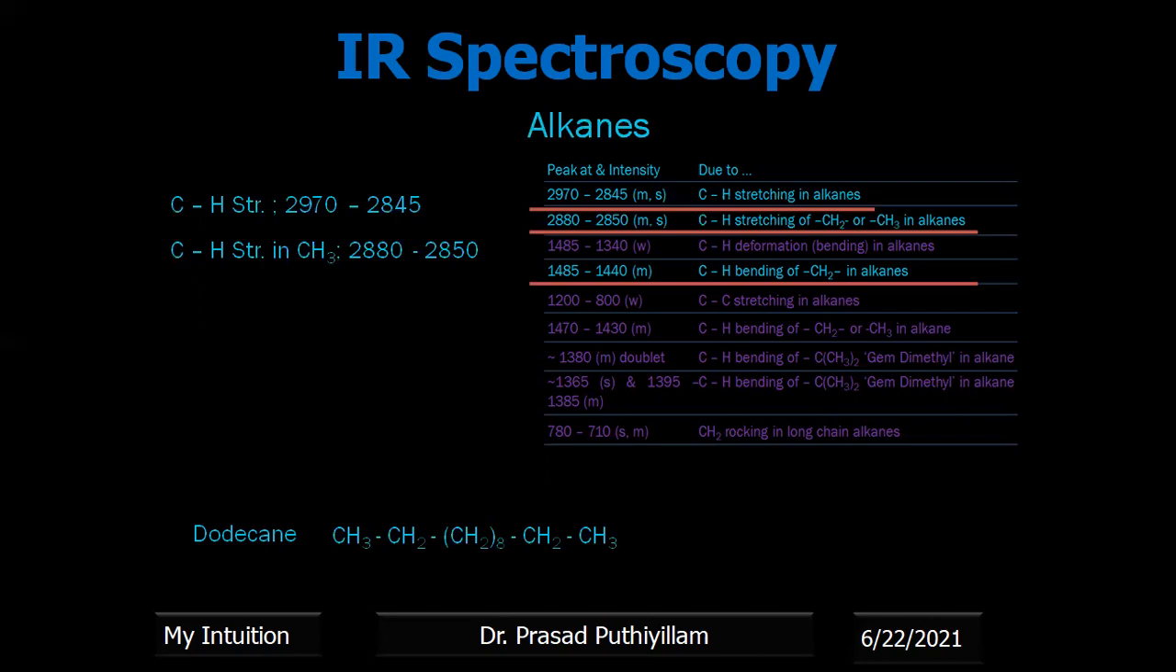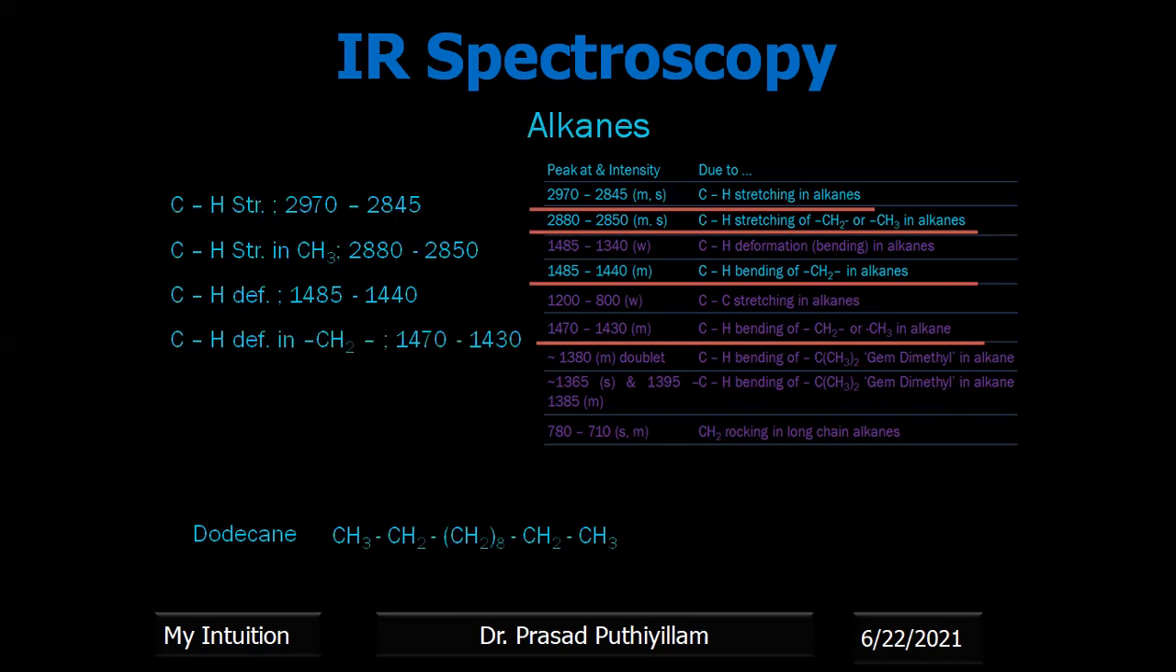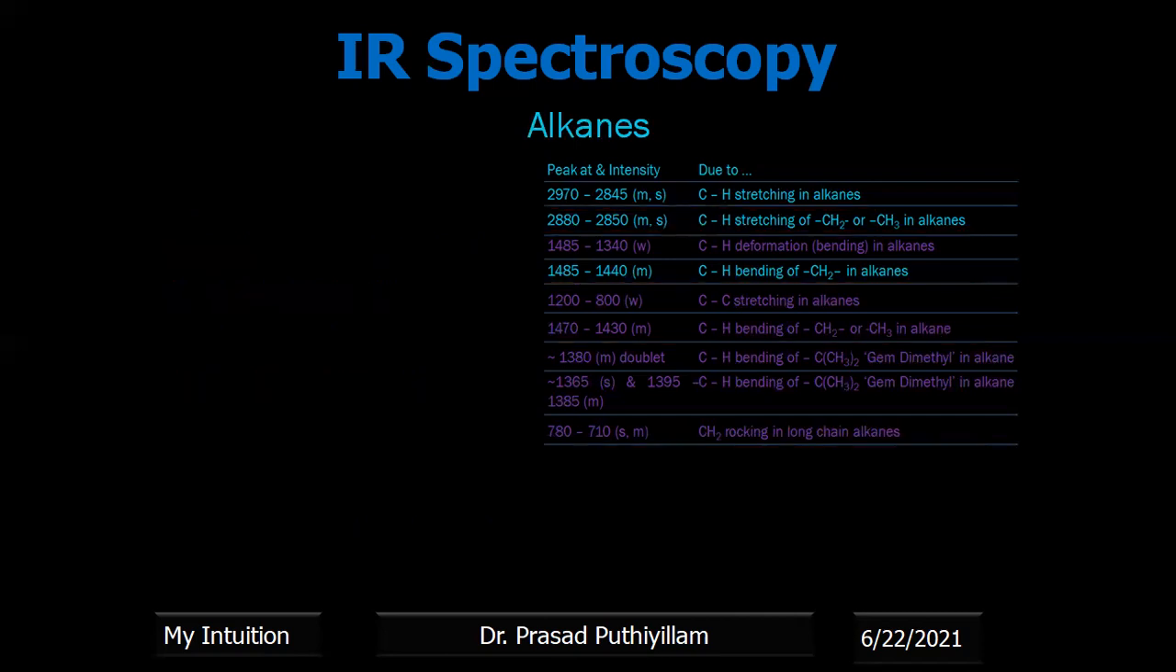Then expected, since we already know that it is dodecane, CH bending 1485 to 1440, we should get a medium type peak. Then CH bending of CH2 and CH3 in alkane should give the peak, that is 1470 to 1430. In that range we should get a peak, also a medium peak. And the rocking, because it's a long chain, is always expected. So this is one of the criteria to identify whether it is a long chain alkane or a normal short chain alkane. So that CH2 rocking, 780 to 710, it will absorb.